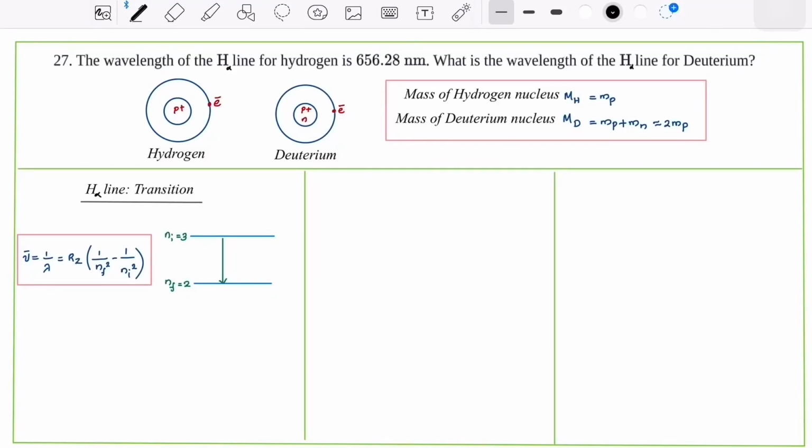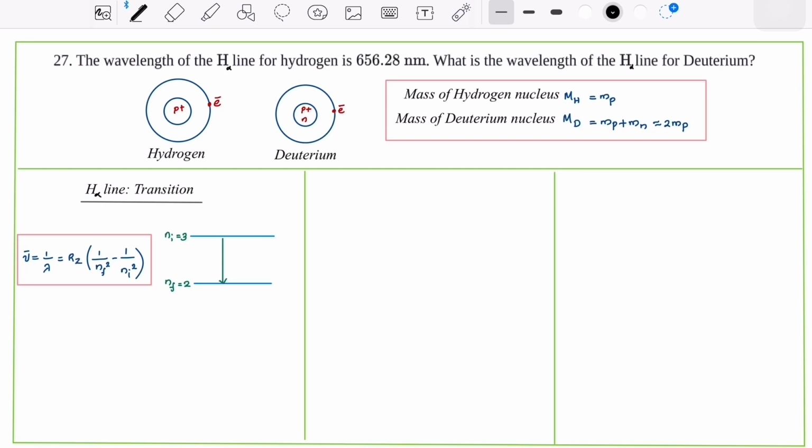The first problem is: the wavelength of H alpha line for hydrogen is 656.28 nanometer. What is the wavelength of H alpha line for deuterium? In the present problem, the wavelength of H alpha line for hydrogen is given. From that data, we have to find out the wavelength of H alpha line for deuterium.